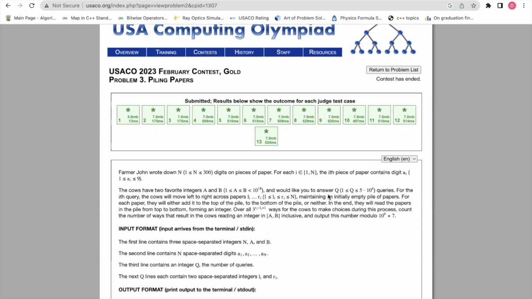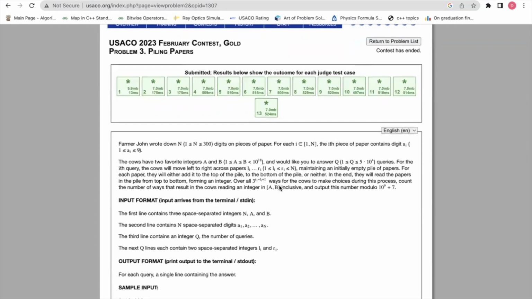Over all 3^(R_i - L_i) possible ways for the cows to make choices during this process, count the number of ways that result in the cows reading an integer in A and B inclusive, and output the number modulo 10^9 + 7. This is N, this is A, this is B. These are the digits, the number of queries, and these are the queries. Each one has L and R, which are the indexes of the start and end points where you read and pile the papers.